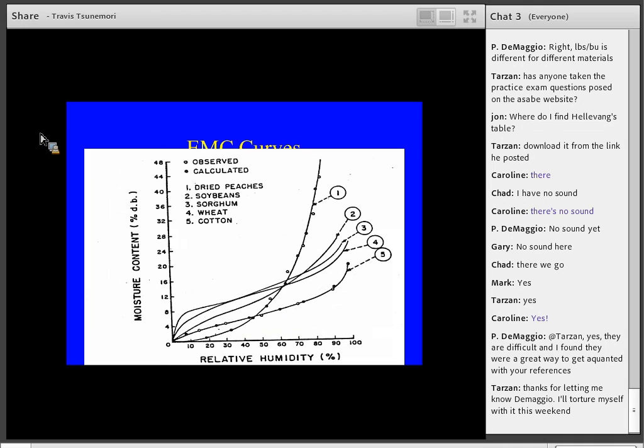And then different types of materials will have quite different shapes for their EMC curves, so how they take on moisture content. Dried peaches, as the moisture goes up, they get pretty wet. Whereas something like wheat or cotton, at least until they get to 80-90%, they're going to stay fairly dry. So depending on the material, you'll have different EMC curves.